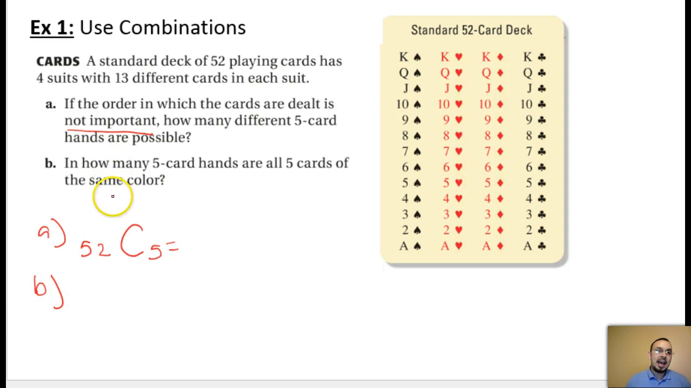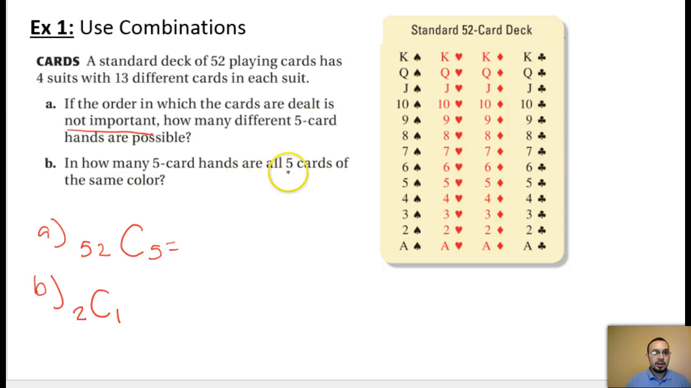For B, it says, in how many 5-card hands are all 5 cards of the same color? So now we're dealing with colors. Well, how many colors do we have in a poker deck? Here, if we're looking at all of our cards, we either have black or red. So we have 2 colors. So out of those 2 colors, I'm choosing one to stay with. I don't care if it's black or red. I just want to stay the same color.